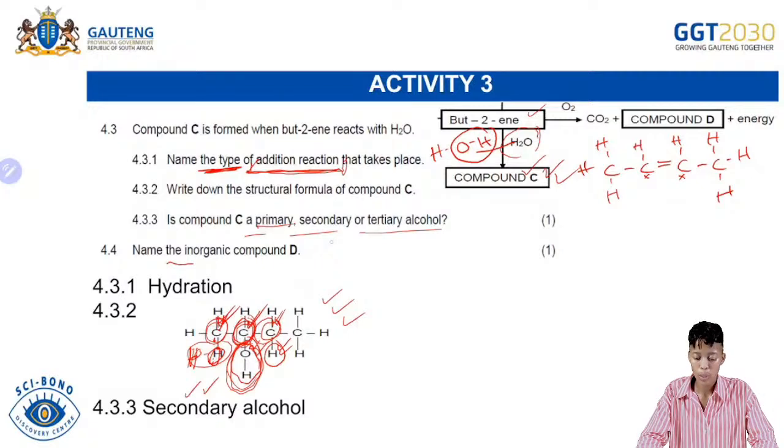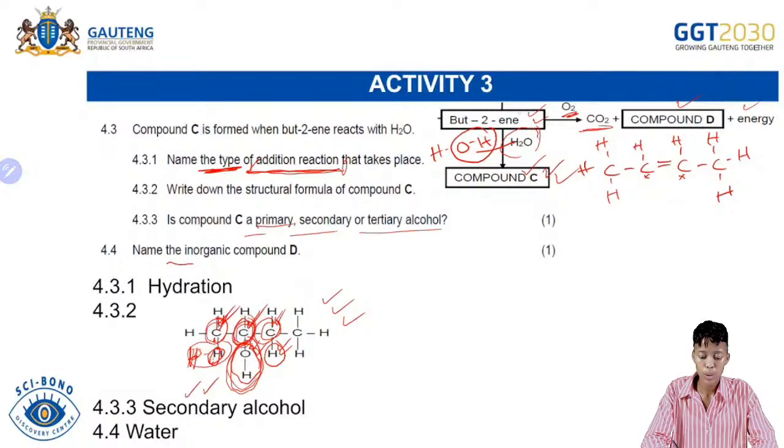Name the inorganic compound D. So with this one, we can see that we are moving from but-2-ene, and we have the addition of O2, and we are forming CO2, we are forming compound D, and we are also forming the energy. So what would be compound D? In this case, we have a combustion or oxidation reaction.